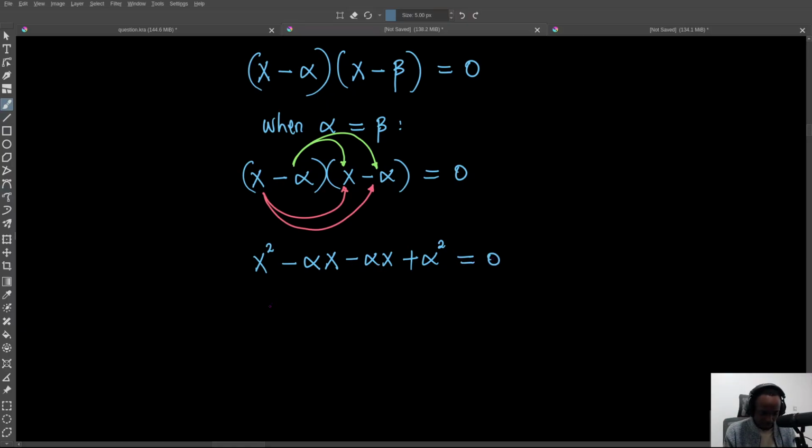So let's simplify this. This becomes x squared, and then negative alpha x minus alpha x will be negative 2 alpha x, and then plus alpha squared, and we are saying this is equal to 0.